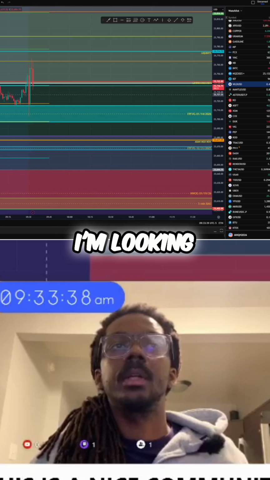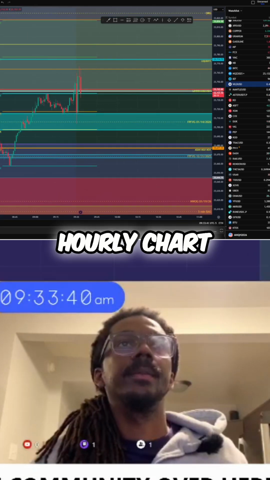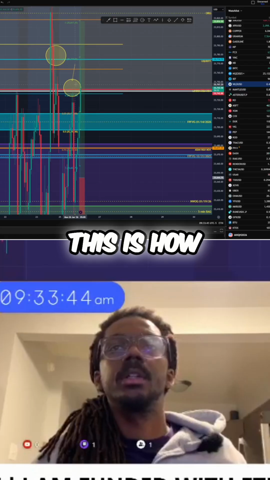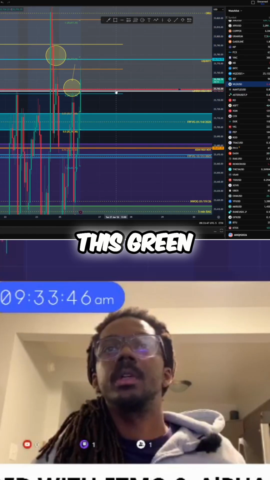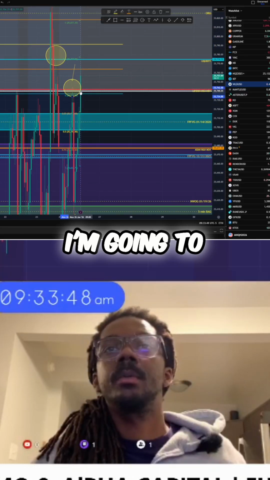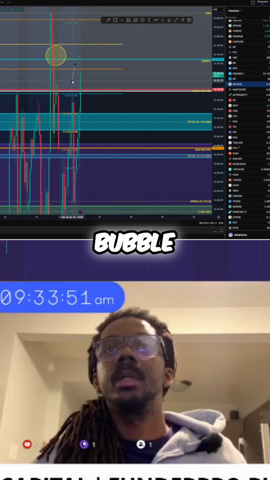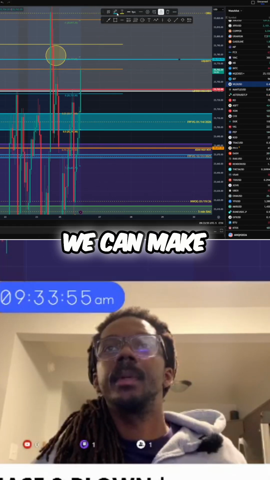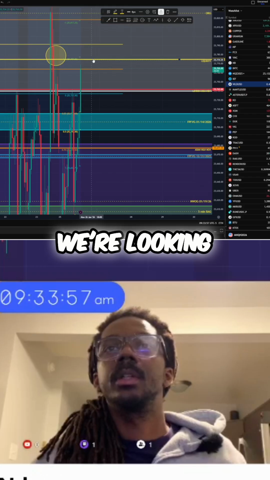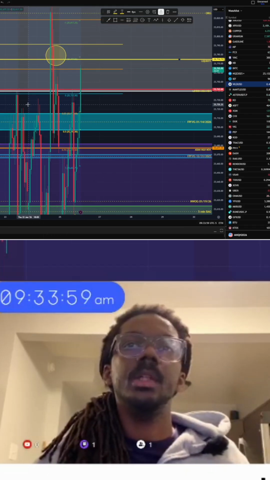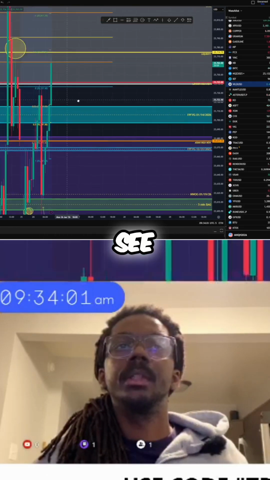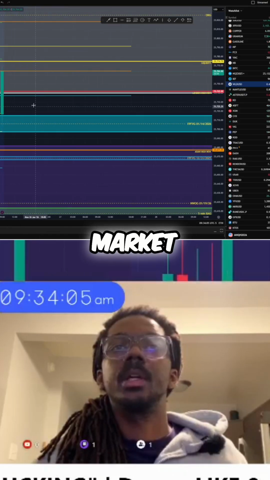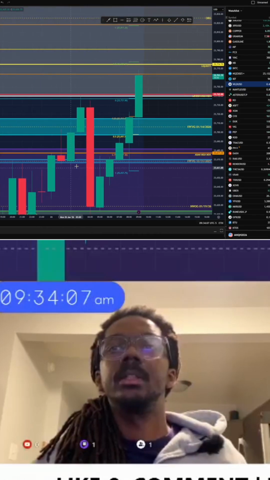Remember what I told y'all, what I'm looking for on the hourly chart, right? If you were a new trader, this is how you want to see this. I'm going to remove this green box off of my chart for a while. I'm going to remove this yellow bubble, right? We swept that liquidity. We can make this yellow because this is the liquidity we're looking for next. On the hourly chart, we want to see how it's going to close, right? Because sometimes the market will do something like this, right?